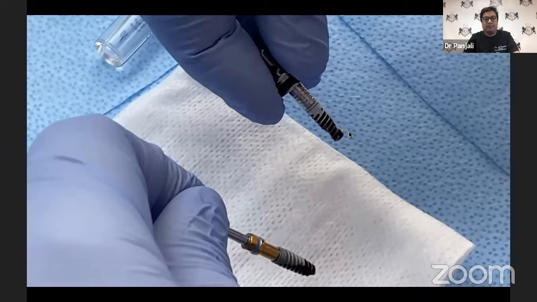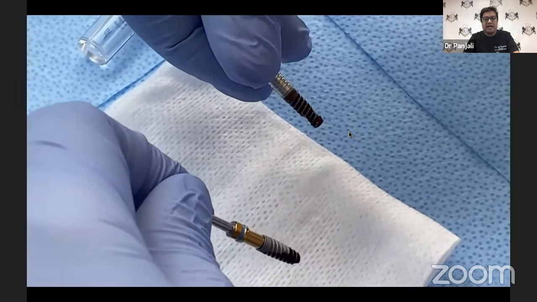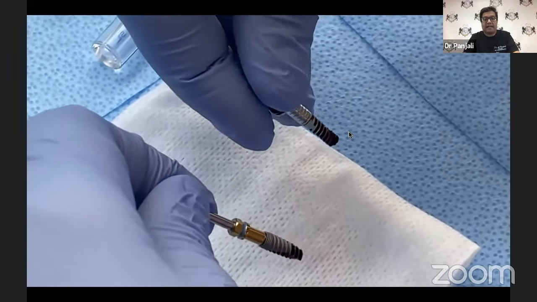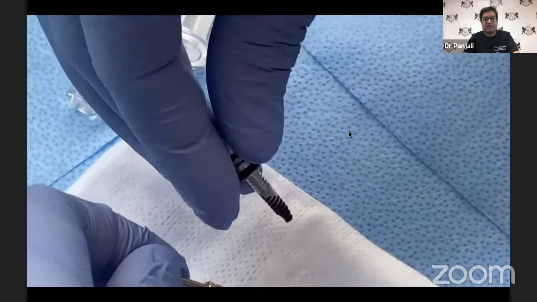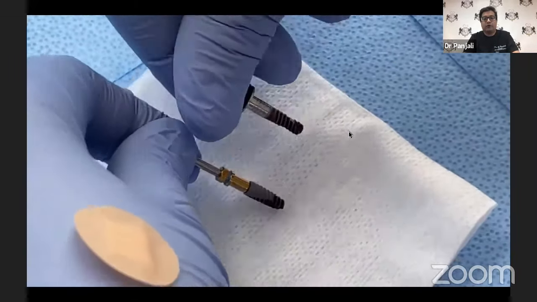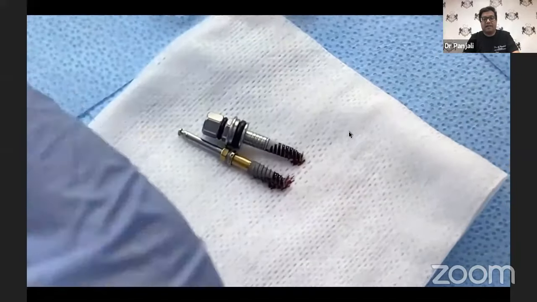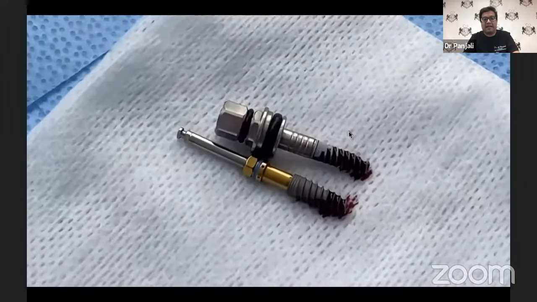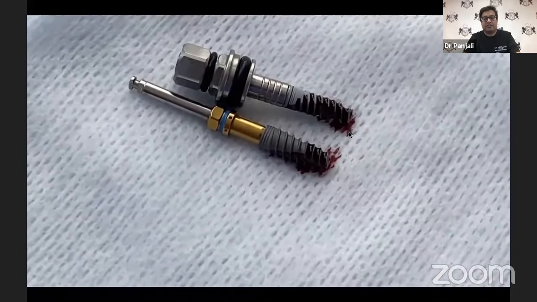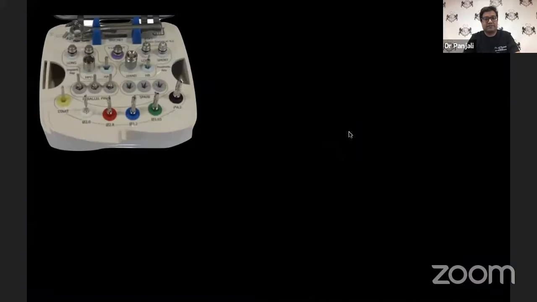So here is an example of one of the competitors, and we tried these two implants, and we have tried this with several other implant companies. But what you notice is that the amount of blood that you see on the bioactive implant is far larger than the other competitors.